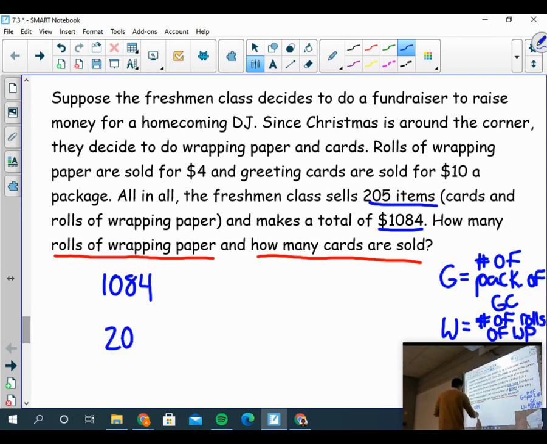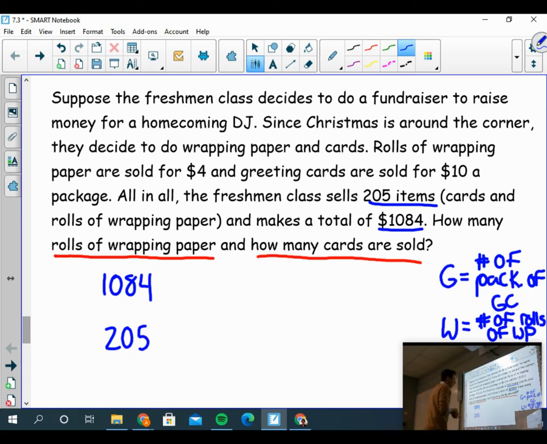Now this should make sense, right? We are advanced beyond working with just single equations. We are now working with situations where we have multiple equations that we must meet both criteria, right? And my solution of the number of rolls of wrapping paper and number of packages of greeting cards must not only meet the 205 requirement, but it also must make us $1,084.